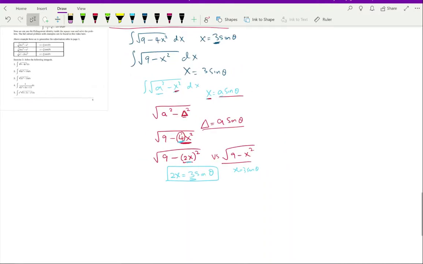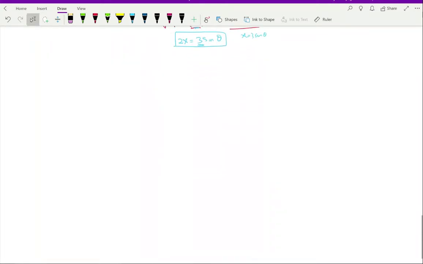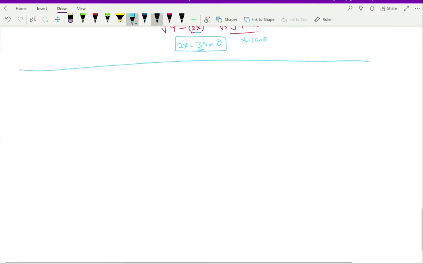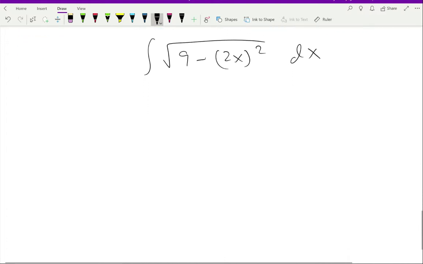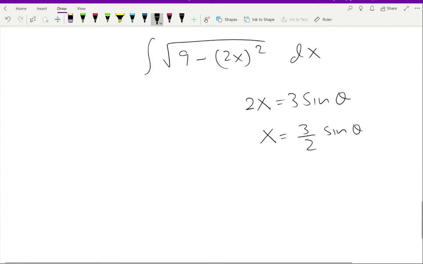Actually, let's see whether the Pythagorean theorem is going to work or not, and I will do another example in a new video. So, the integral of the square root of 9 minus 4x square dx. Here's how you would do it really. So 9 minus (2x) square dx. So what is the substitution now? 2x is equal to 3 sine theta. Now I would like to take that 2 to the other side, then it's clean, easy to work with.